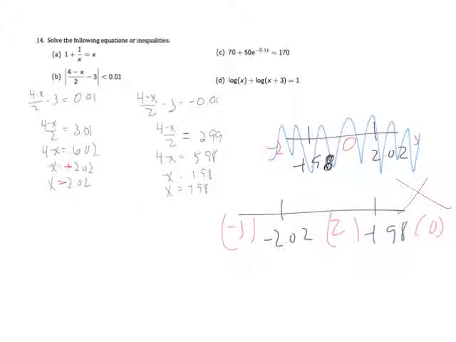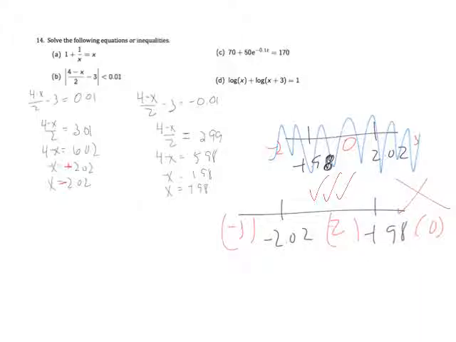If we try a 2, plug a 2 in there, 4 minus a negative 2. Goofball. 4 minus a negative 2. That gives us a 6 there. Divided by 2 is 3. 3 minus 3 is 0. The absolute value of 0 is definitely less than 0.01. So that works there. We like that section.